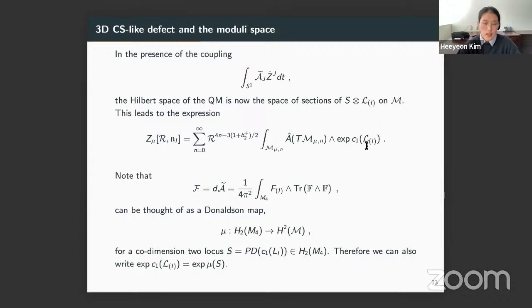Okay. So one remark here is that this expression that I just introduced as a curvature of this line bundle can be thought of as a Donaldson μ map from the second homology class of M4 to the second cohomology class of the moduli space, evaluated at a certain codimension two locus S, which is nothing but the Poincaré dual of this line. Okay. So this implies that we can also interpret this insertion as an insertion of the exponential of the Donaldson μ map evaluated at the surface S.